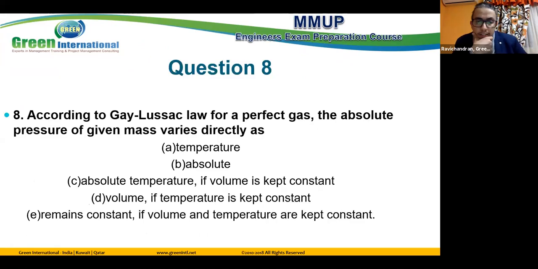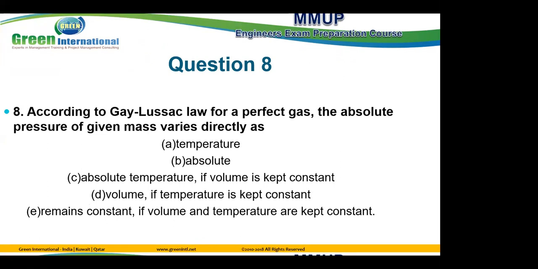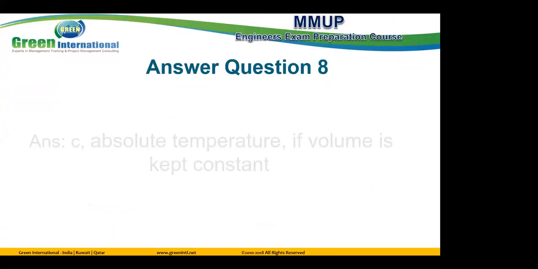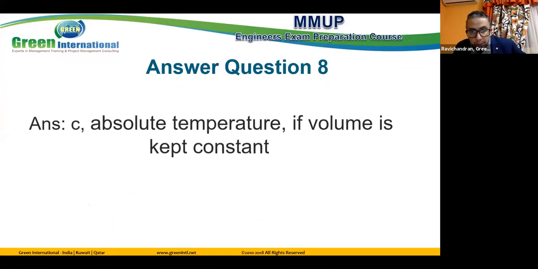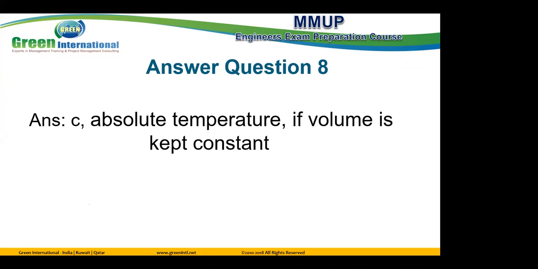According to Gay-Lussac, for a perfect gas the absolute pressure of a given mass varies directly as the absolute temperature if volume is kept constant. This is what you said, correct or no? Yeah, absolute temperature if volume is kept constant.